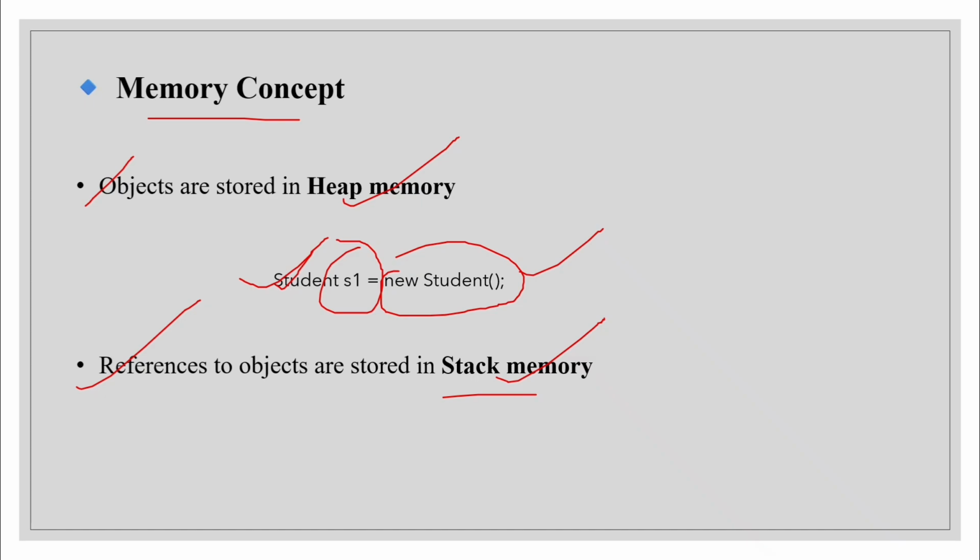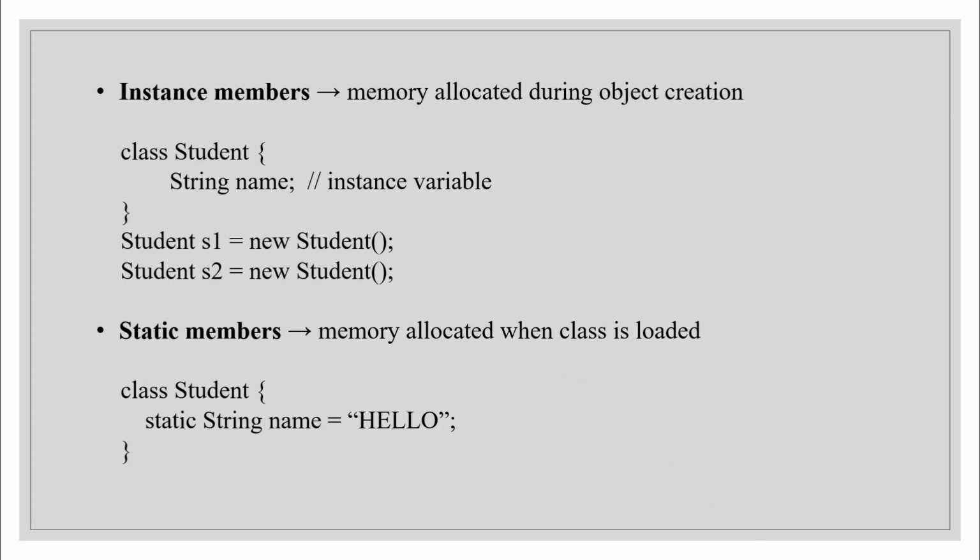Now you might be able to understand what heap memory is, why objects are stored in heap memory, what stack memory is, and why references to objects are stored in stack memory. Now let's clearly understand instance members and static members. It is one of the most important concepts in Java. In instance members, memory is allocated during object creation. To explain easily, instance members are the variables and methods that belong to an object.